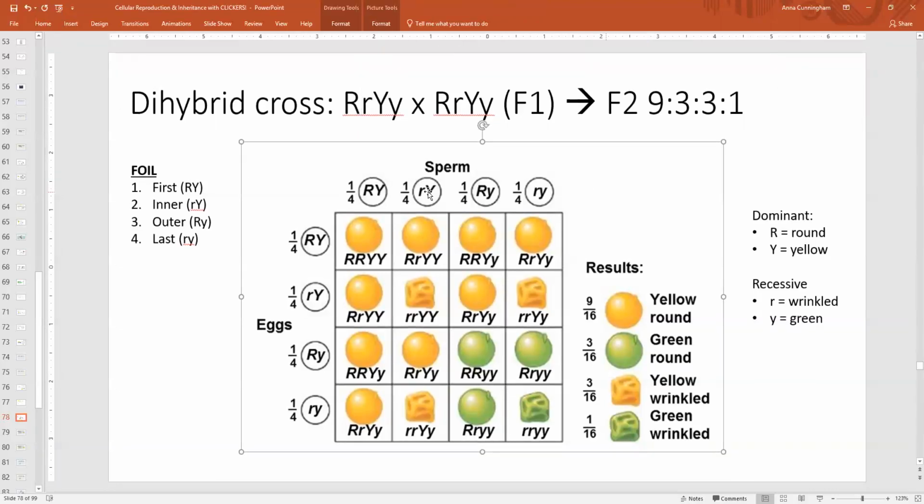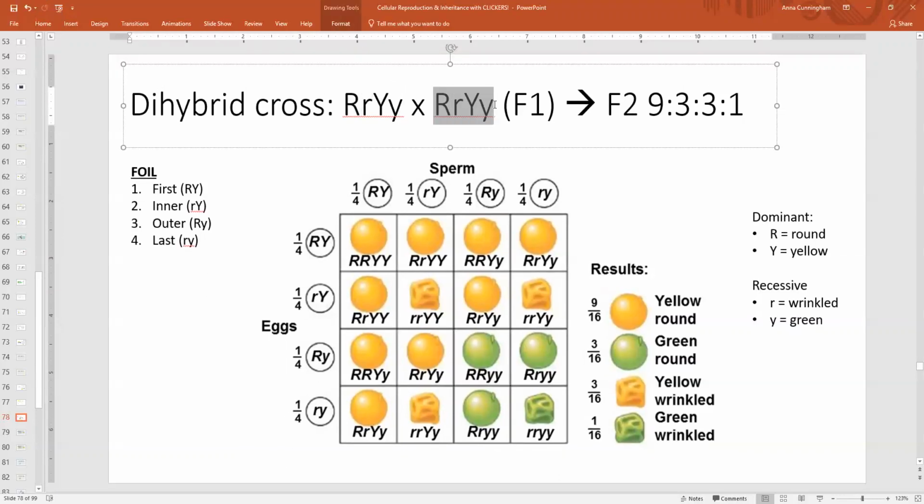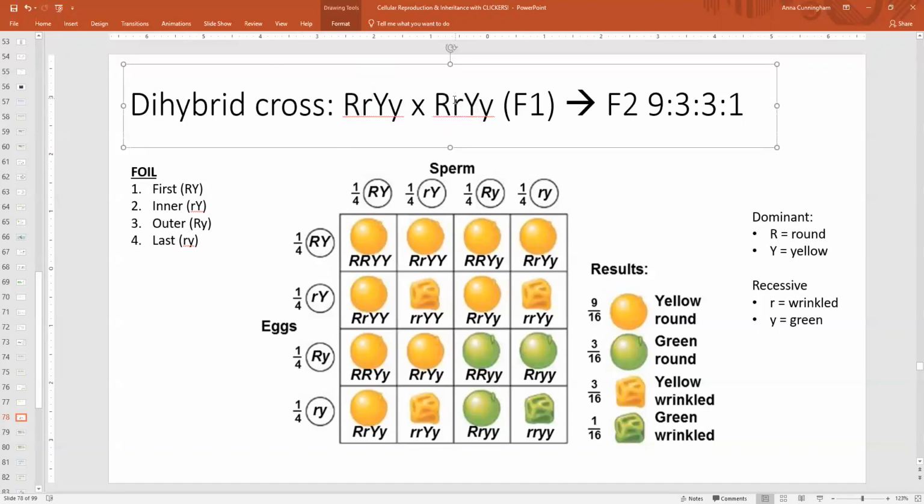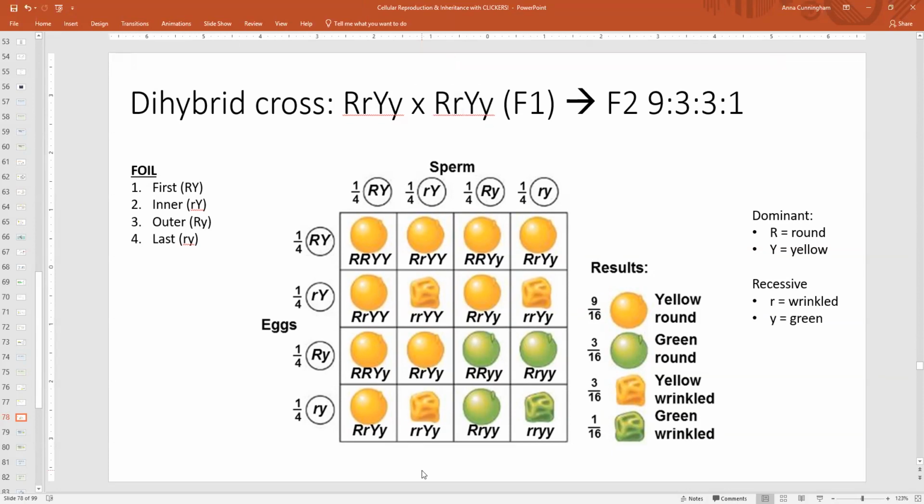All right, so we did that along the top. You can also do it along the side. In this case, you're using the second individual, but because the second individual is exactly the same as the first, it's going to have the same combination. So along here, we do the same thing. First, outer, inner, last. So our first row is capital R, capital Y. Inner, lowercase r, capital Y. Outer, capital R, lowercase y, and last. Okay, so that's just setting it up, but then you just go through and pair them.